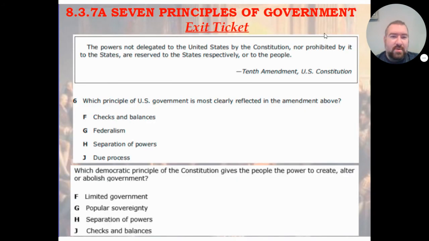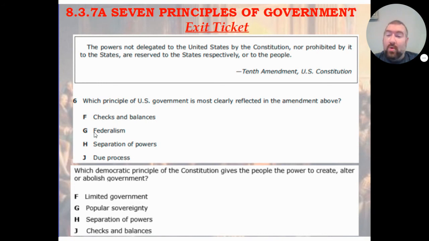So what is the word up here that you need to remember about one of these various principles of government? So we've got checks and balances, federalism, separation of powers, and due process. Right off the bat, since we're talking about principles, that means we can eliminate due process. That's not going to be your answer. Separation of powers. These powers are reserved to the states. One more time, is that really separating the powers of the national government? No, because we're talking about the states. So it's not going to be separation of powers.